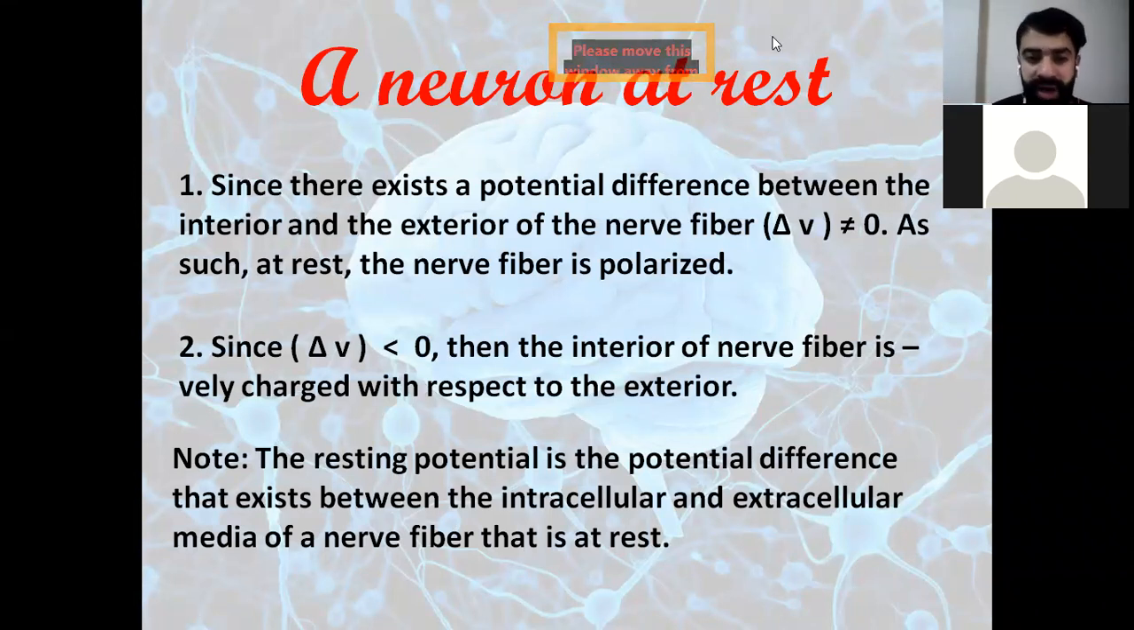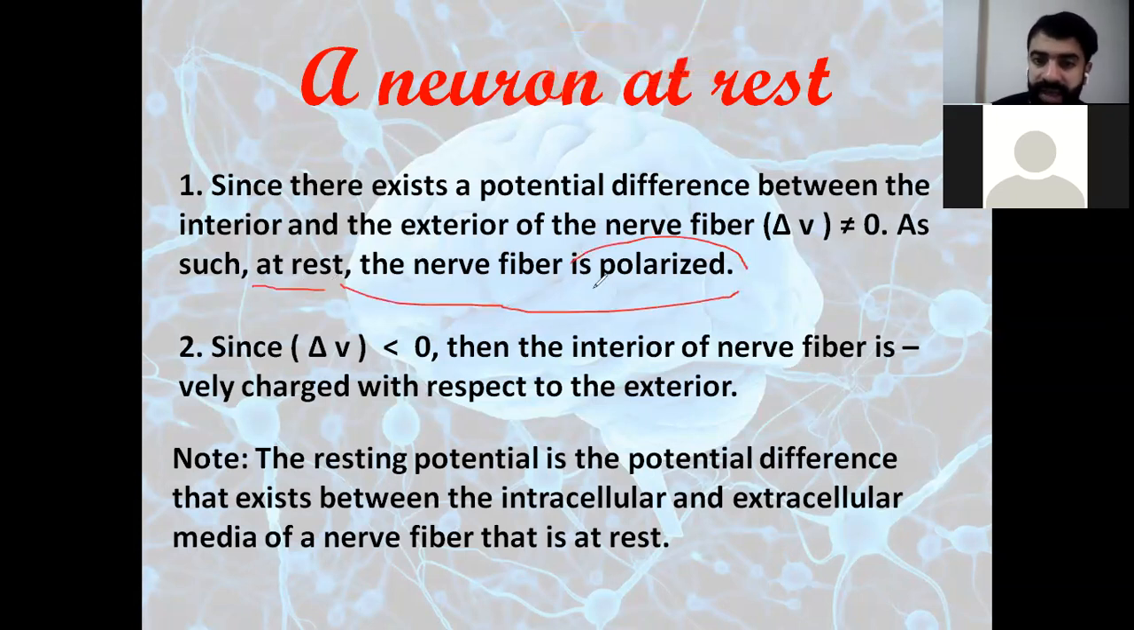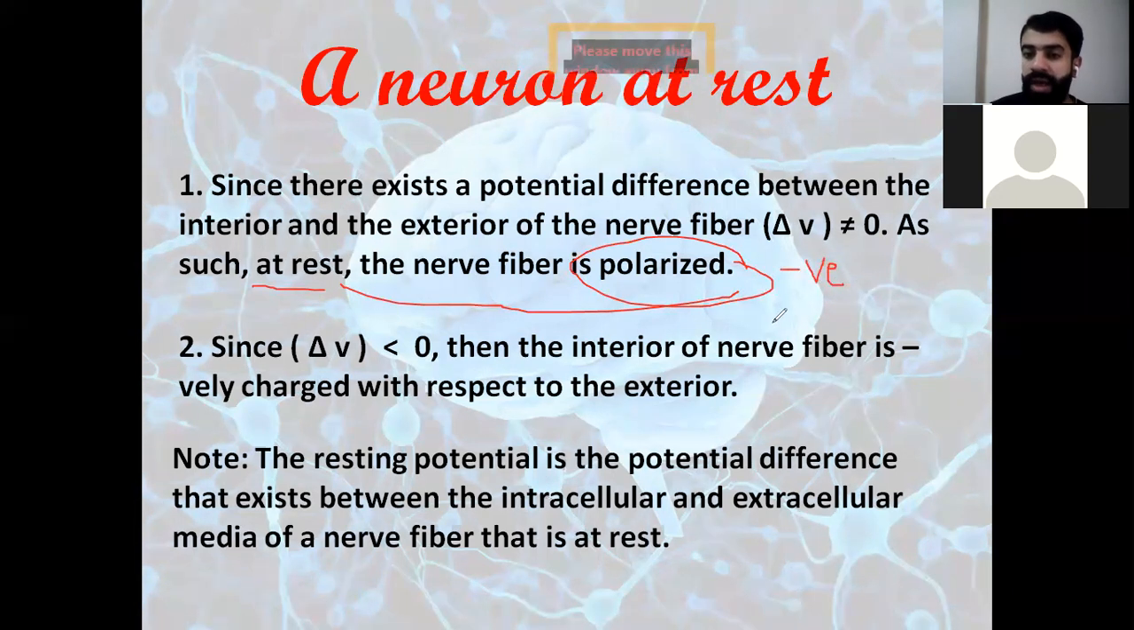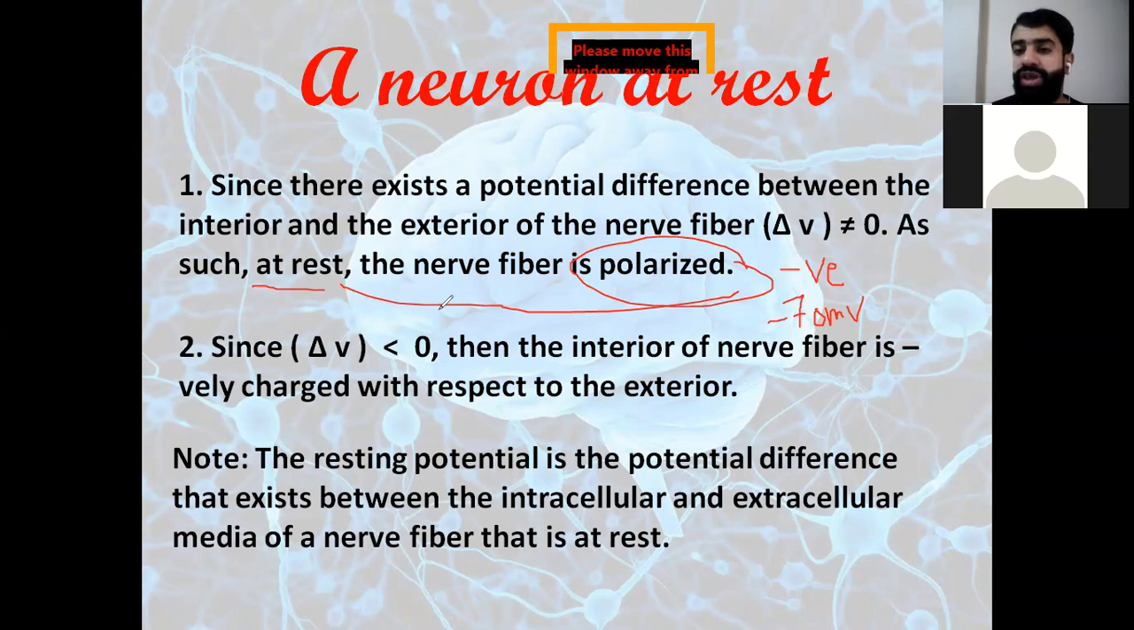The meaning of polarized: at rest, the nerve fiber has polarity, it is negatively charged, since it's equal to minus 70 millivolt. So the first deduction is that at rest, the nerve fiber is said to be polarized. Since delta V is less than zero, the interior of the nerve fiber is negatively charged with respect to the exterior.